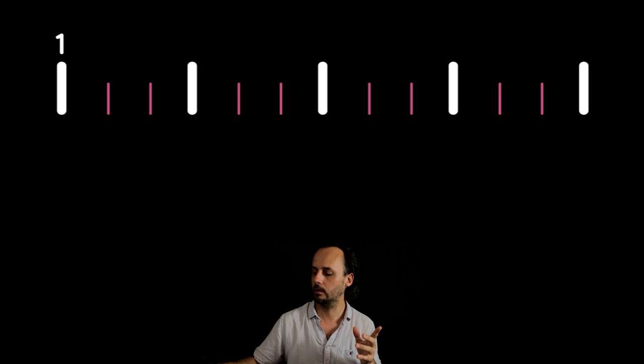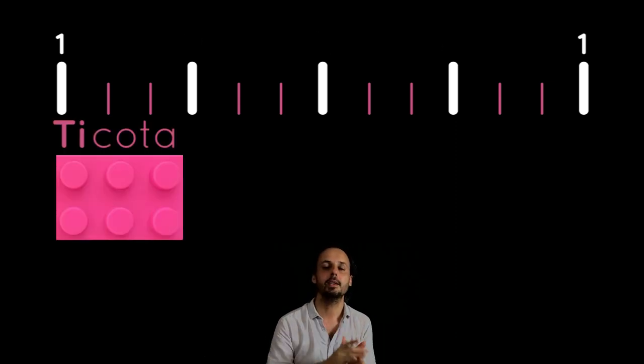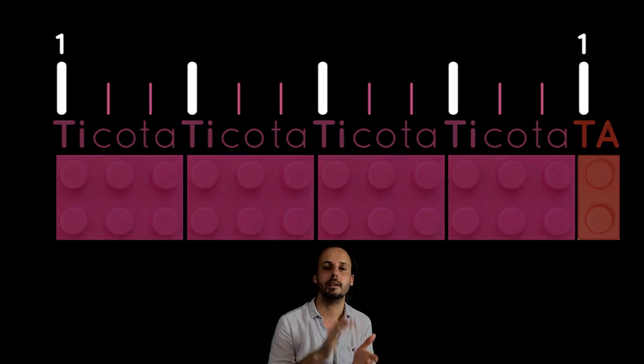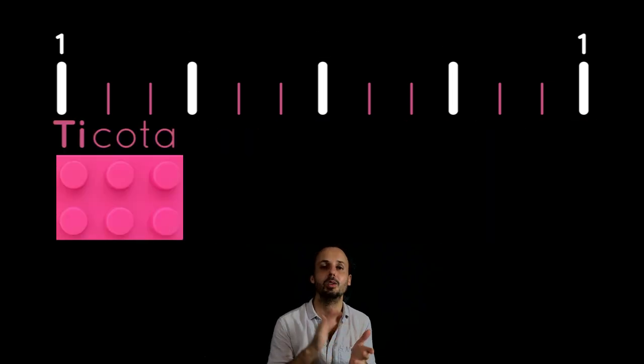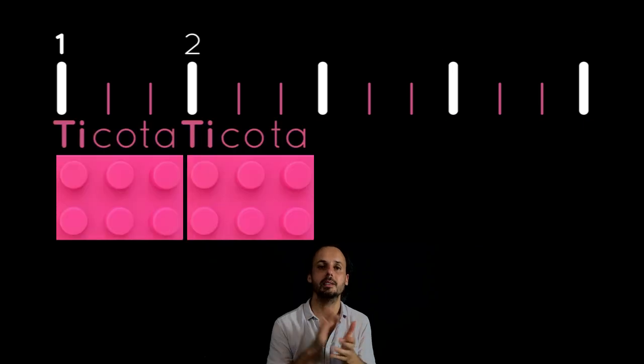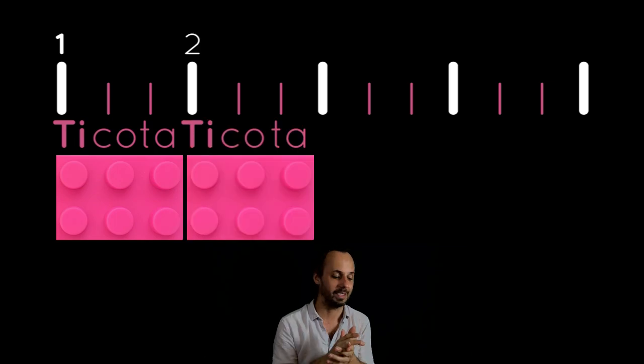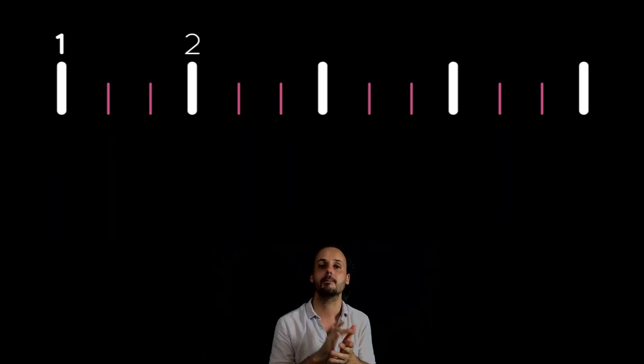With palmas now. Uno, dos, tres. Uno, dos, tres. Ticota, ticota, ticota, ticota, ta.